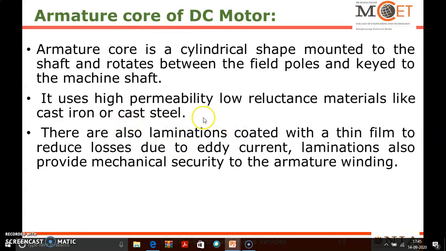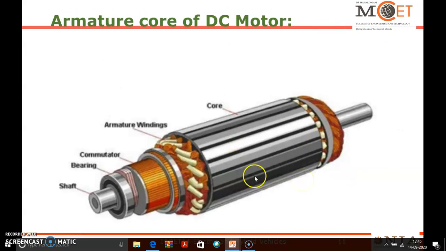They are also provided with lamination coated with thin films to reduce the losses due to eddy current, and this lamination also provides mechanical security to the armature winding. Next, this is the armature core of the DC motor, which is made up of cast iron or cast steel, and this is the armature winding, which is wound on the armature core of the DC motor. And this is a commutator, which is mounted on the shaft of the DC motor, whose function is to convert the bidirectional AC current into the unidirectional DC current.